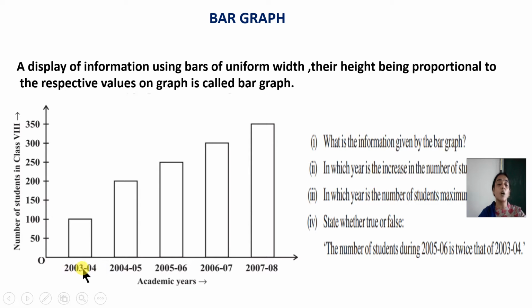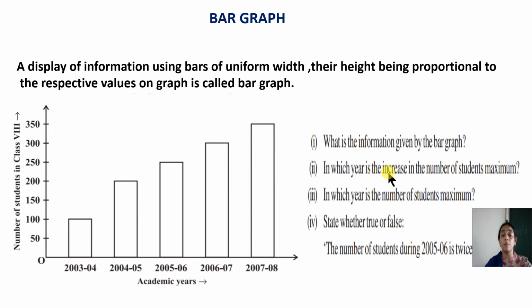In 2003-2004, there were 100 students. In 2004-2005, there were 200 students. So what is the information given? In which academic year, what was the number of students? Now, in which year is the increase in the number of students maximum? Here we can see the difference from 2003-2004. Isn't it? It is the maximum.